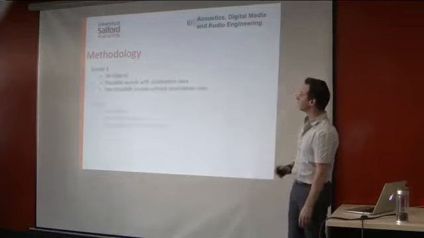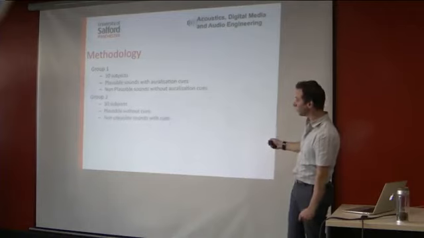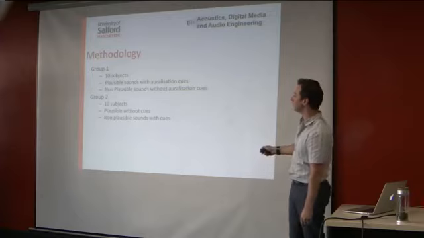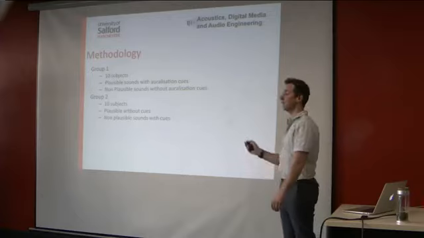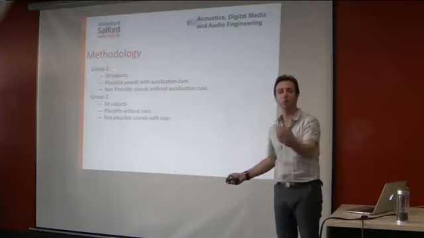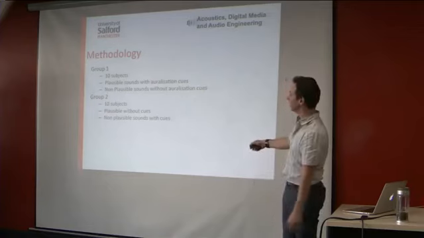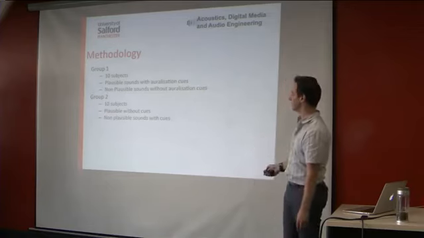Now we've divided this into two groups. Group number 1, 10 subjects, we played the plausible sounds with oralization cues and the non-plausible sounds without oralization cues. Now this is important because we don't want to play the same sounds to the same subject again because they've already got an expectation. So we needed to divide that in that way. So the other group, of course, had the other conditions.